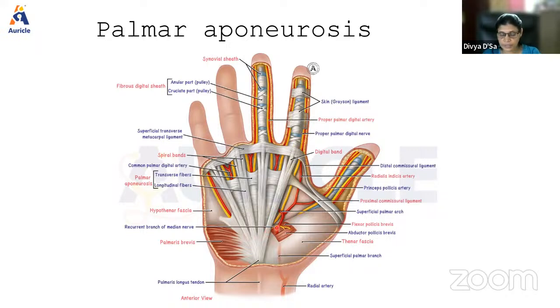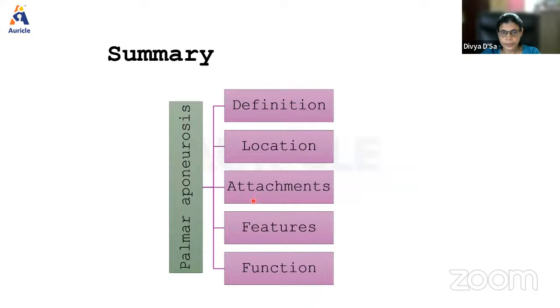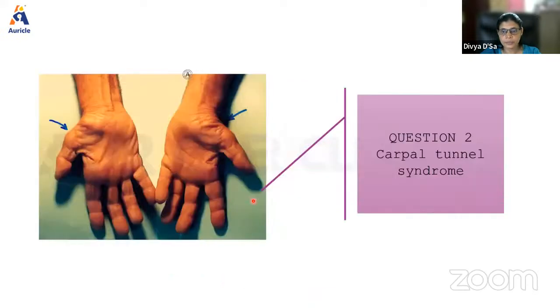So, functions. Basically, it helps to improve the grip of the hand by fixing the skin, and it protects the underlying tendons, nerves, and vessels. Okay. So the applied aspect is Dupuytren's contracture, which you should write about. It is basically a progressive fibrosis in the medial part of the palmar aponeurosis. That is called Dupuytren's contracture. So that is what you will write for palmar aponeurosis.